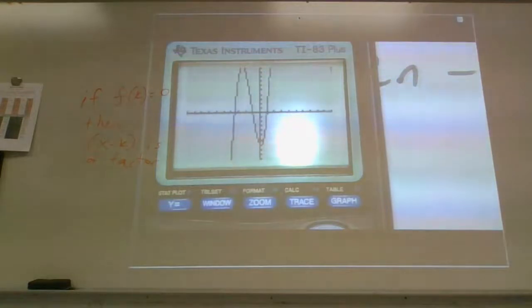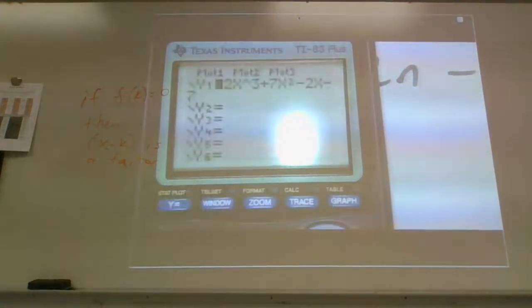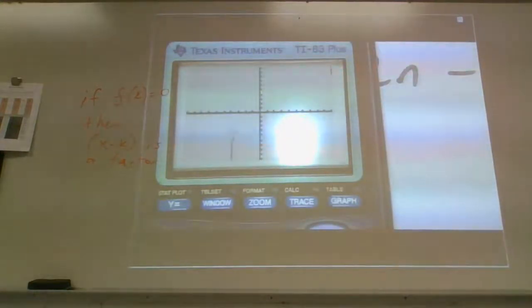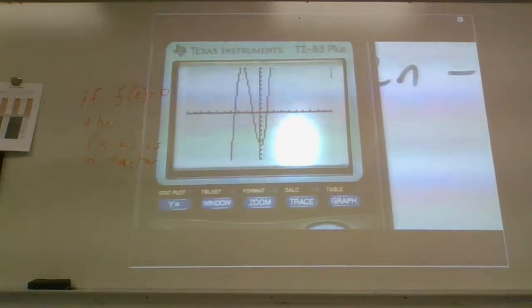Whoa, that thing is messed up. Hold on, I gotta see that again. Here, let's watch it again. Here comes the graph one more time. Up and down and up. Interesting.